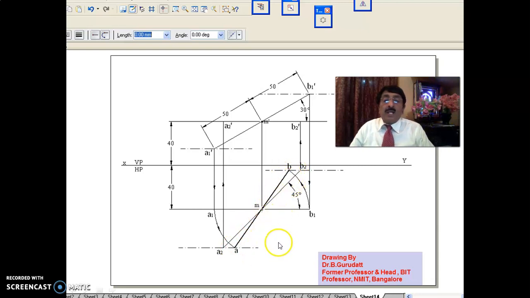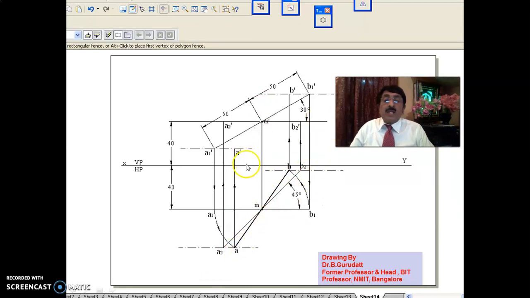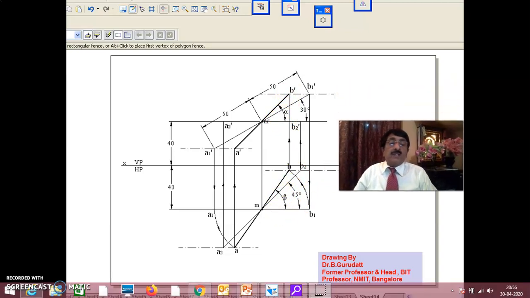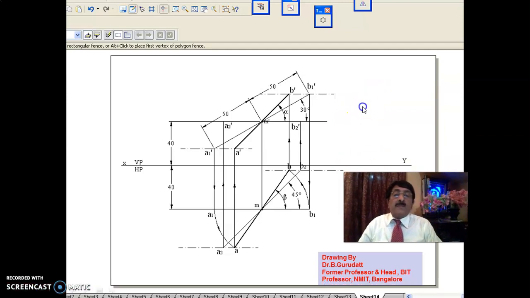Okay, this is alpha. Now once you get A and B here, take the projectors up. You see here from A dash here, B dash here. In that way, you join A dash, B dash, so that the front view is obtained. This is alpha. This is beta. That has to be recorded, and you have to put it separately here. Okay, this is problem 24 from VTU.